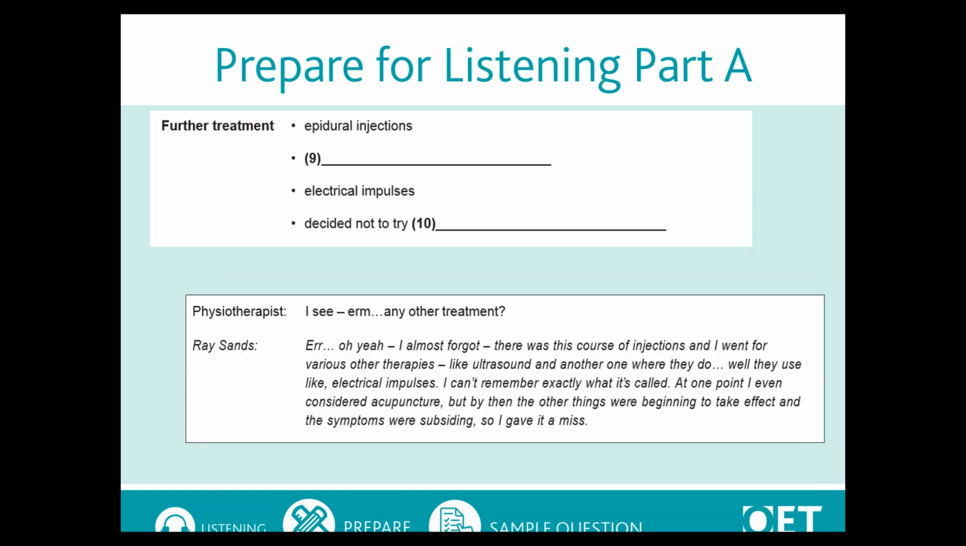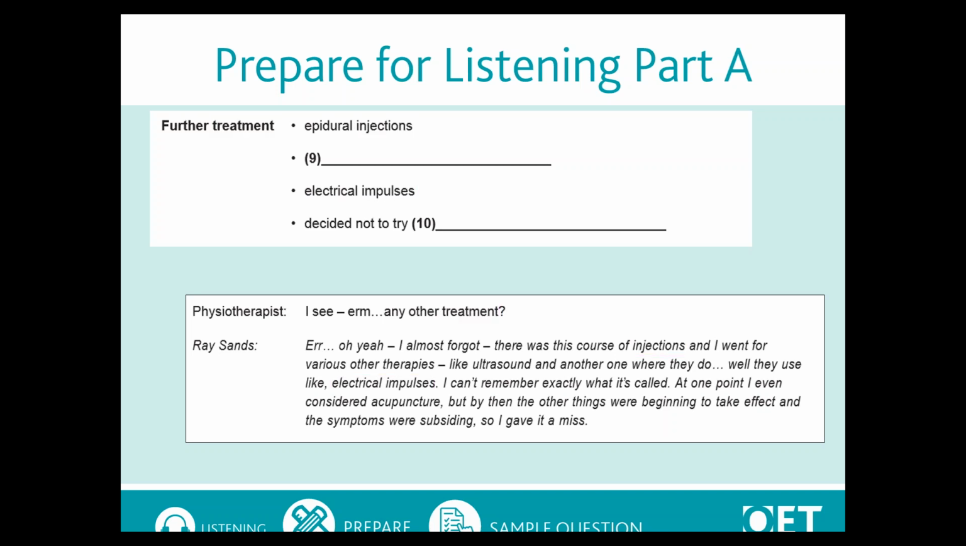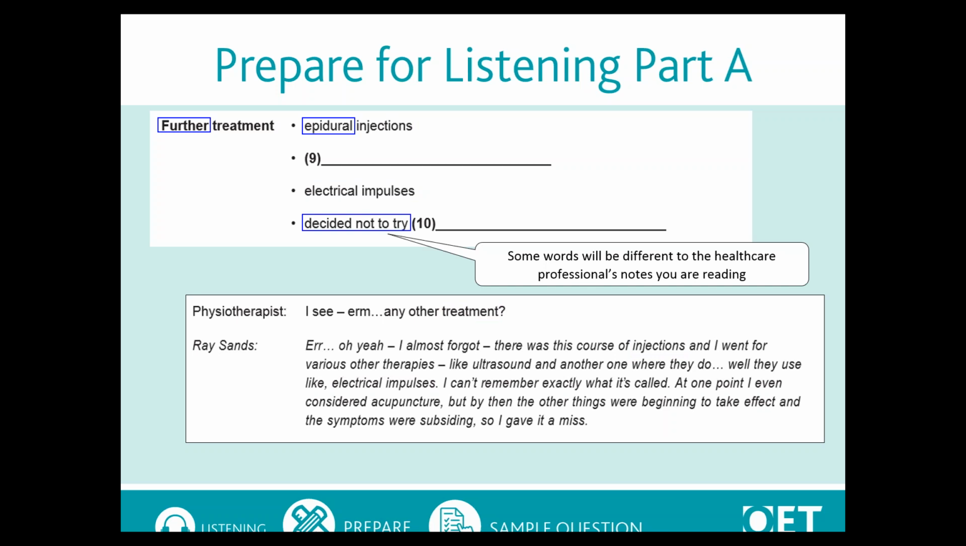In listening part A, some of the words you hear will be exactly the same as those on the page, as in these examples. These are useful to help you keep your place in the recording. Other words will be different to the notes you have, which reflects the different ways patients and professionals use language to describe a condition. You will need to be prepared for this and not to treat the question paper as a script which you will hear word for word.